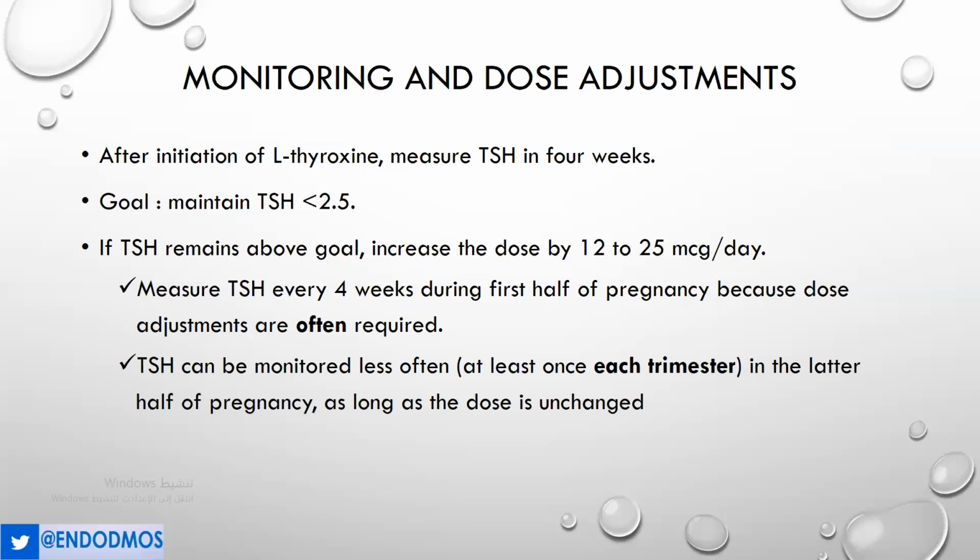After initiation of levothyroxine, measure TSH in 4 weeks. Goal is to maintain TSH less than 2.5. If TSH remains above the goal, increase the dose by 12 to 25 mcg per day. Measure TSH every 4 weeks during the first half of pregnancy because dose adjustments are often required. TSH can be monitored less often in the latter half of pregnancy. Once per each trimester is also a proper approach in such a case.